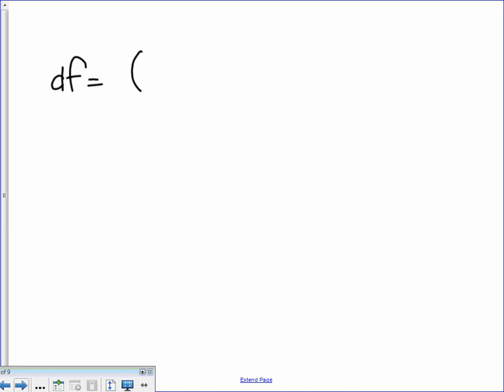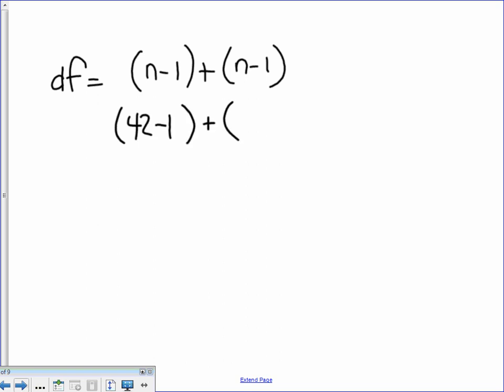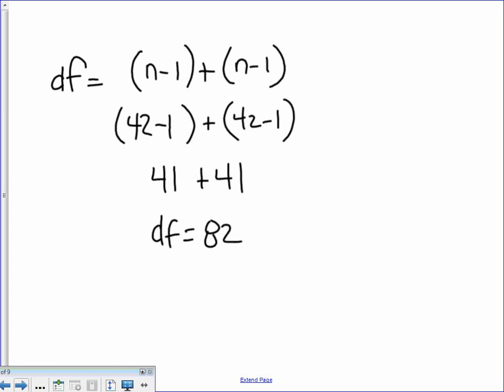N was 42. So it's actually n minus 1 for the first group plus n minus 1 for the second group. So the first group was 42 data points minus 1, just like any other degrees of freedom. And in this case, our second data group was also 42. Doesn't always have to be the same. You might sometimes have a little bit more data on one group than the other. And so this would then be 41 plus 41, which means our degrees of freedom in this case would be 82. And that's what you would use then to find your 5% value on the T chart.